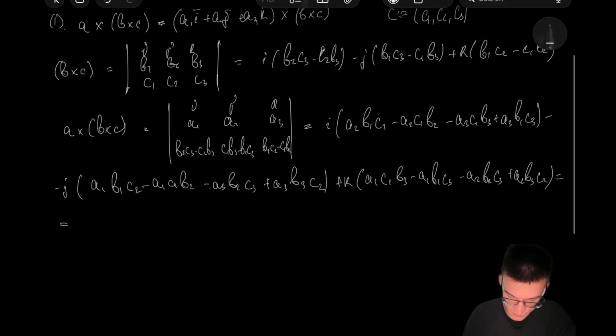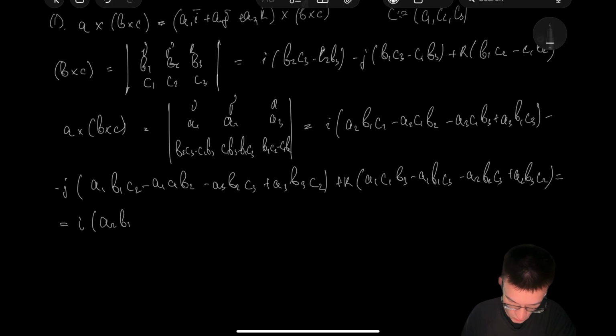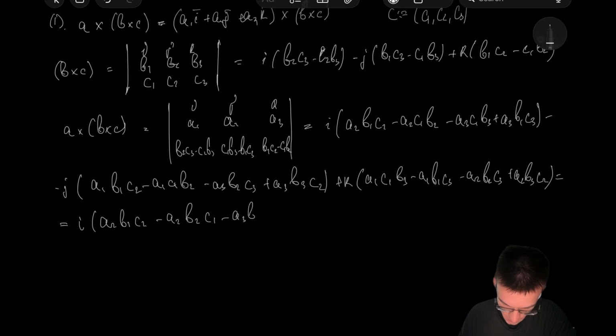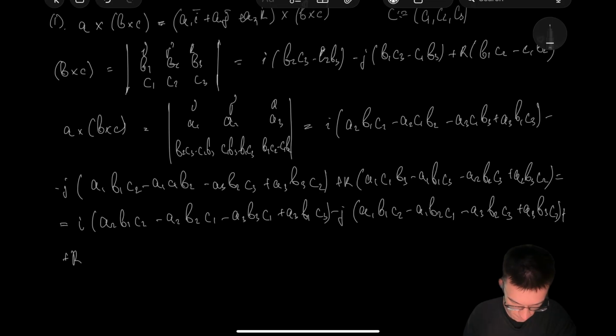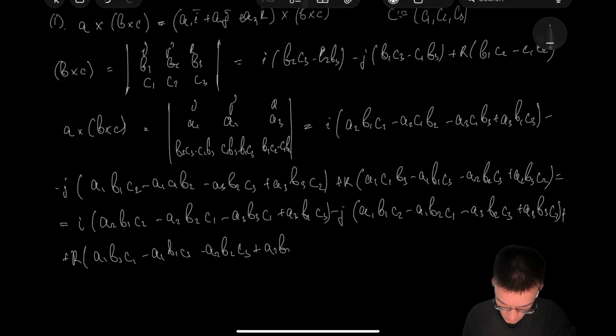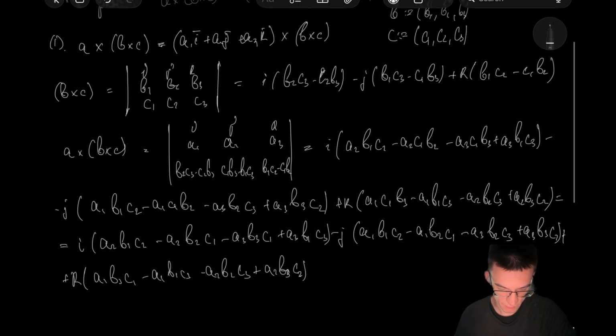Let me now rearrange these terms to make it more convenient. i is A2, B1, C2, and then minus A2, B2, C1 minus A3, B3, C1 plus A3, B1, C3, minus j, A1, B1, C2 minus A1, B2, C1 minus A3, B2, C3 plus A3, B3, C2, plus k, A1, B3, C1 minus A1, B1, C3 minus A2, B2, C3 plus A2, B3, C2. All right, now it looks much simpler.